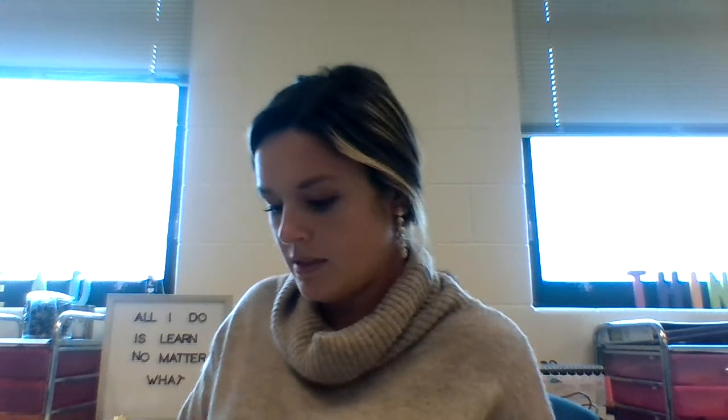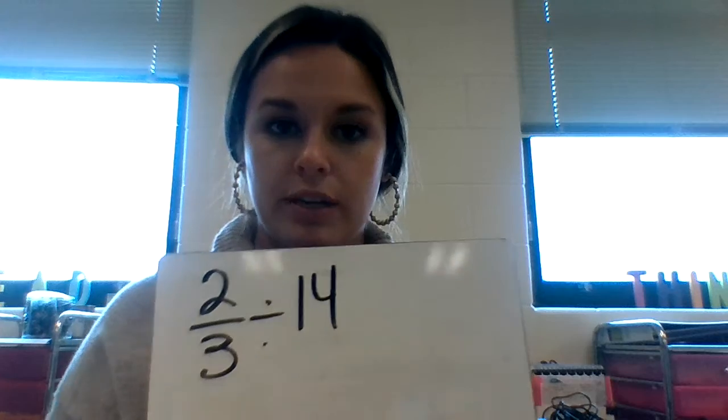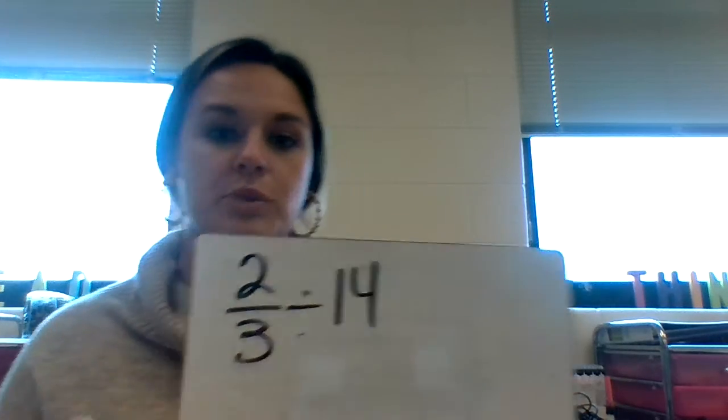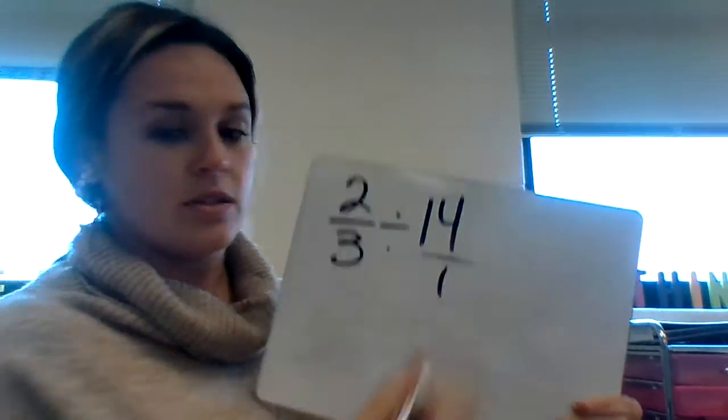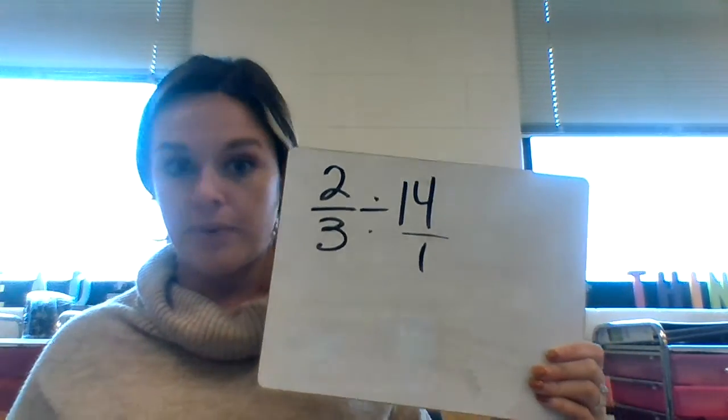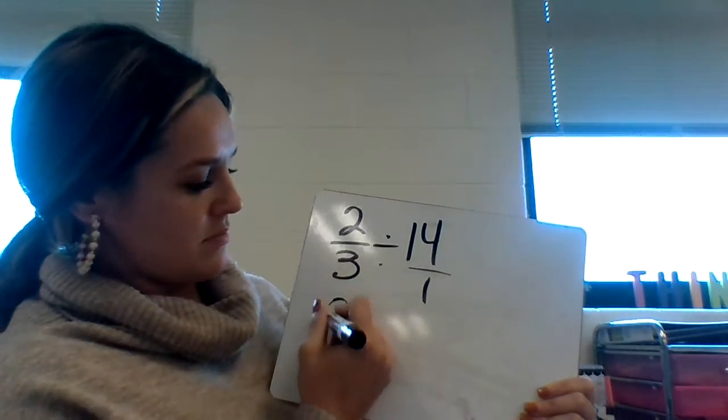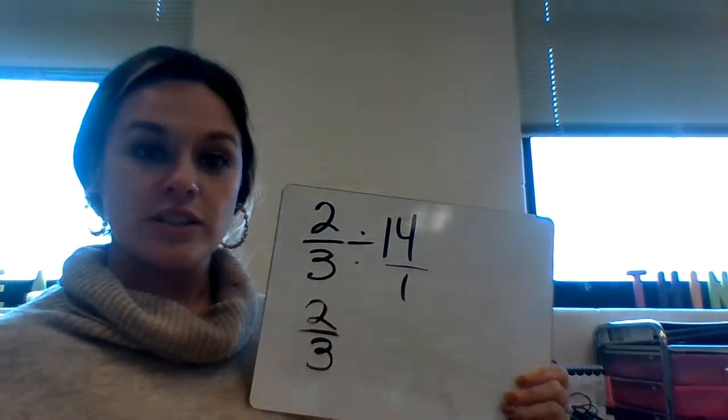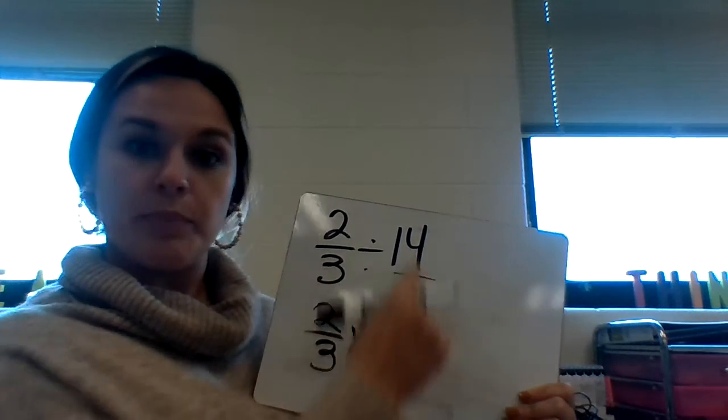All right, now I'm going to do number 8 from your lesson. Keep, change, flip. So that is 2/3 divided by 14. Well, 14 is not a fraction, right? So the way we make that a fraction is we just put a line and then put a 1 under it. So that's our fraction now. Now we're going to keep our first fraction, 2/3. Change our sign and flip our second fraction.